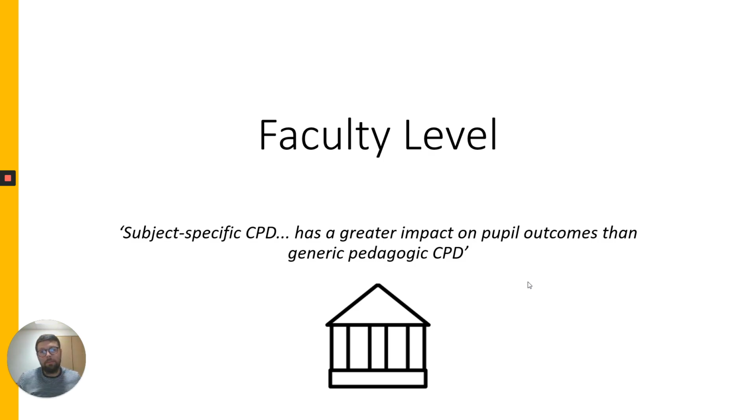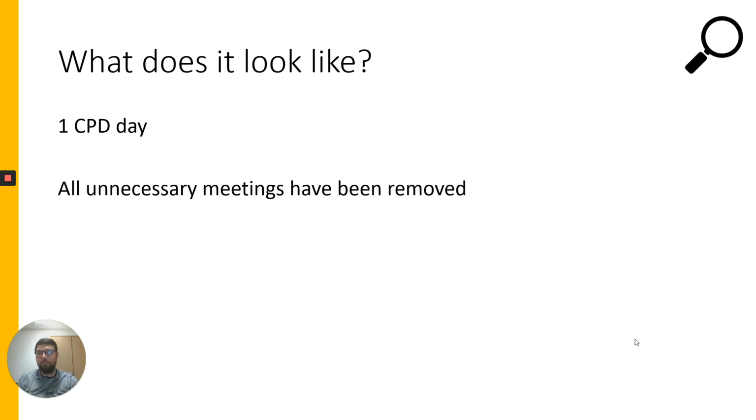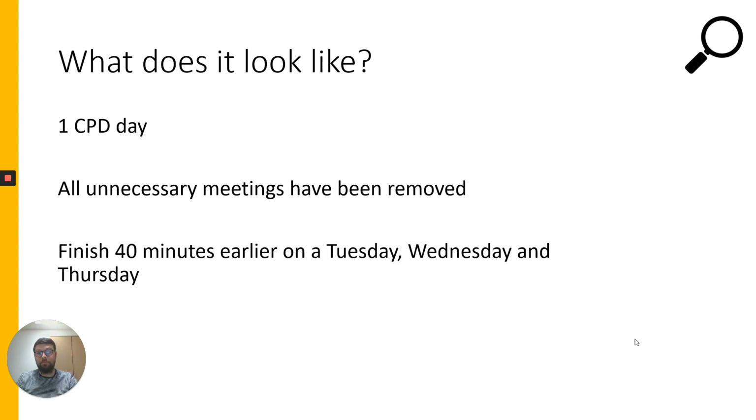So last but not least is our faculty level. We've spoken about whole school, we've spoken about individual, now we're going to look at faculty level. And again, this quotation comes back to it being subject specific. So what does it look like? Well, they get one CPD day, and all unnecessary meetings have been removed. We finish our school day 40 minutes earlier on a Tuesday, Wednesday and Thursday. So we have been really, really efficient with our time in the day.